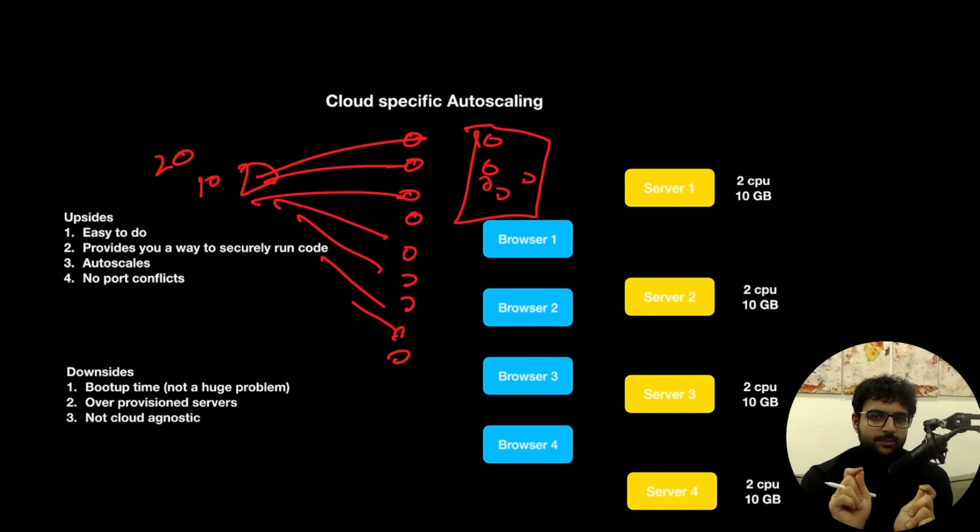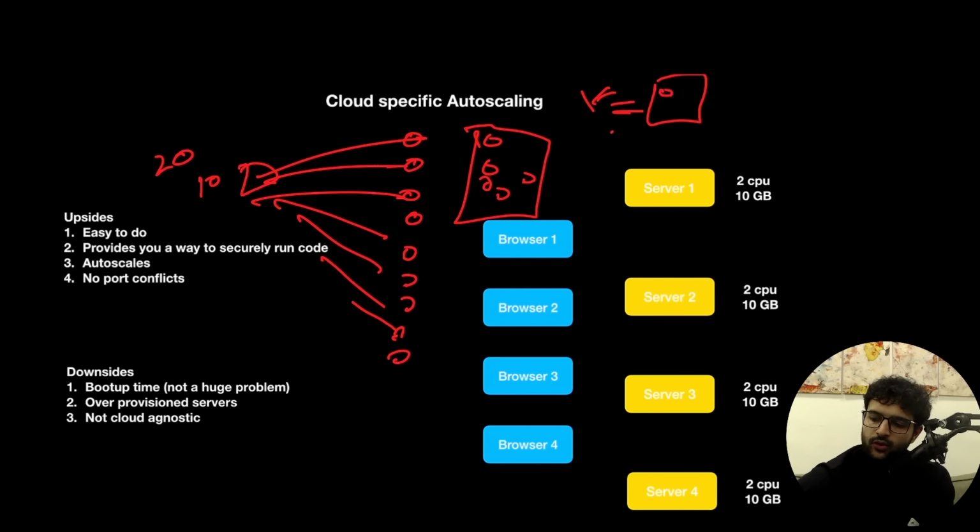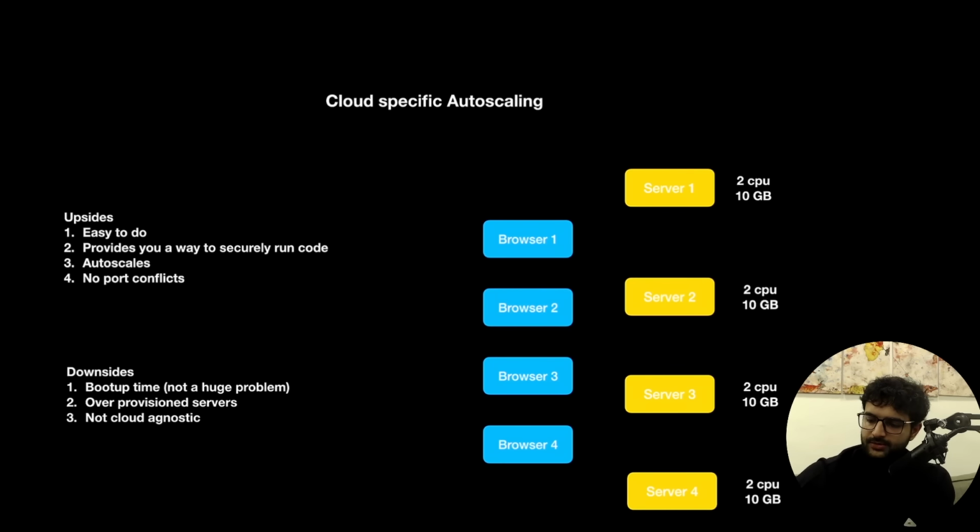So as long as you can predict your spike, what do you mean by spike? If a lot of people come together, if you can predict this, you can always have an idle pool of machines ready so that there is no boot up time. Whenever someone comes, you assign them to one such idle machine. So you can sort of get away with these problems.